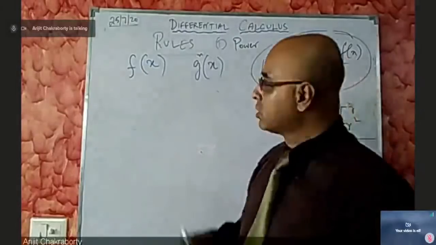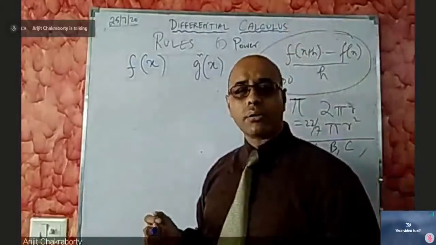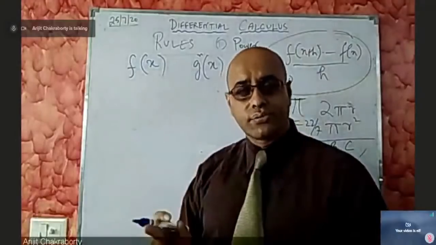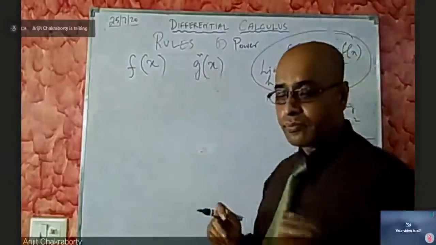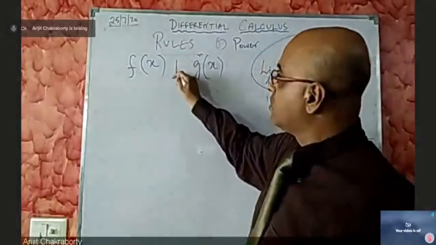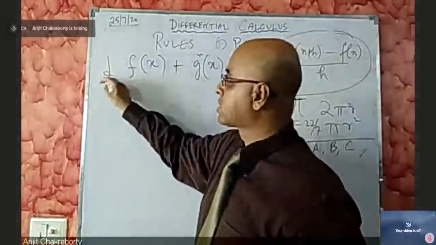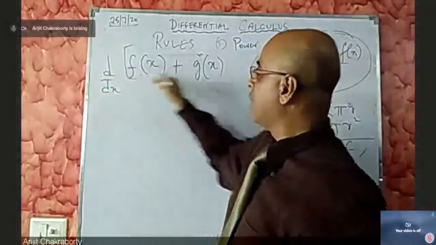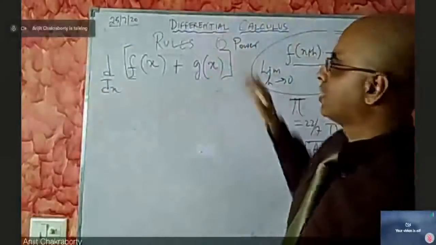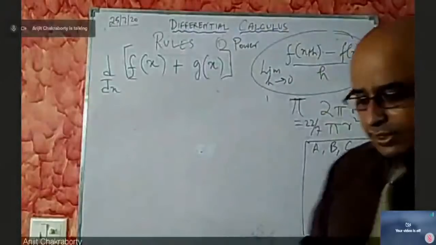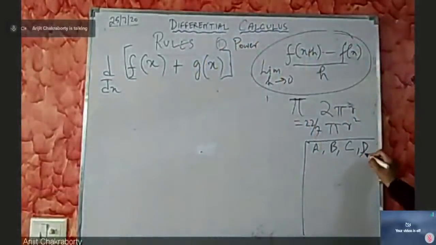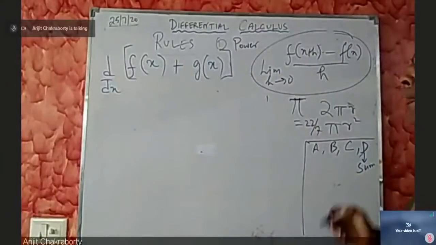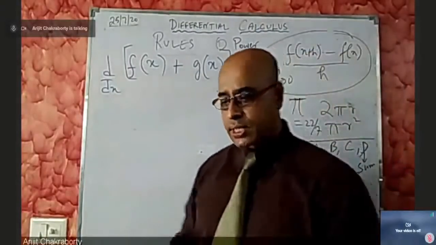So, if you are told that you have to find out the derivative or the differential coefficient of the sum of these two, d dx of f(x) plus g(x), this is formula number D, the sum formula. The formula states, it's very simple.